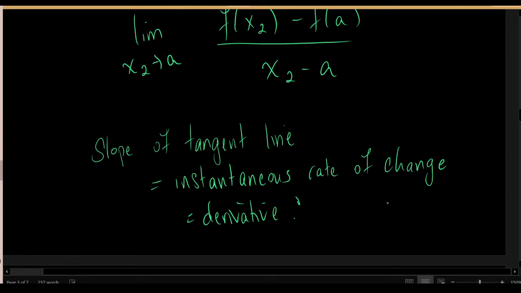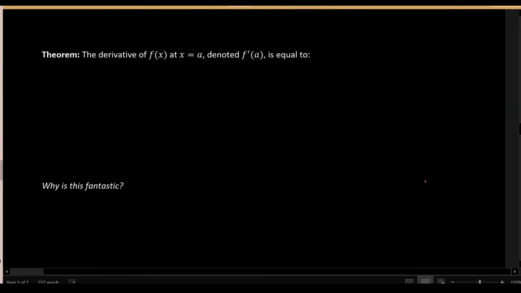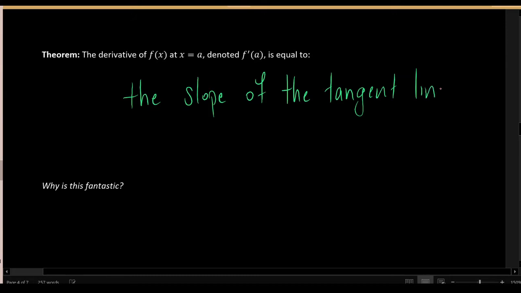So the big takeaway from this entire discussion is that the derivative of a function f of x at x equals a, that number on the one hand is equal to the instantaneous rate of change of a function, but it has another significance. The value of f prime of a is equal to the slope of the tangent line to f of x at x equals a.